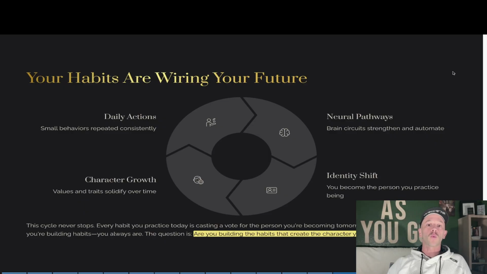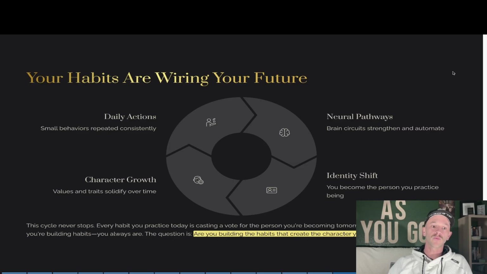Your habits are wiring your future. Daily actions, small behaviors repeated consistently. Neural pathways, brain circuits strengthen and automate. This leads to identity shift. You become the person you practice being, which leads to character growth. Values and traits solidify over time. This cycle never stops. Every habit you practice today is casting a vote for the person you're becoming tomorrow.